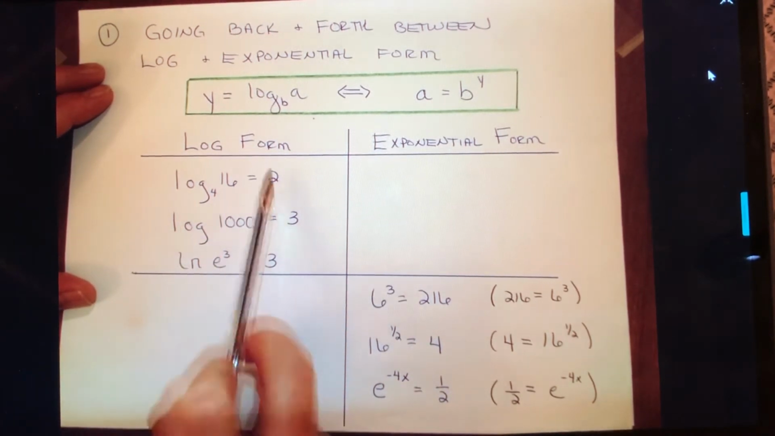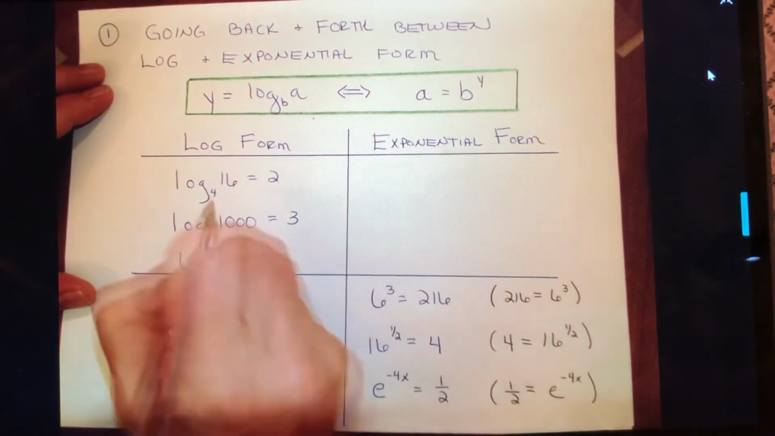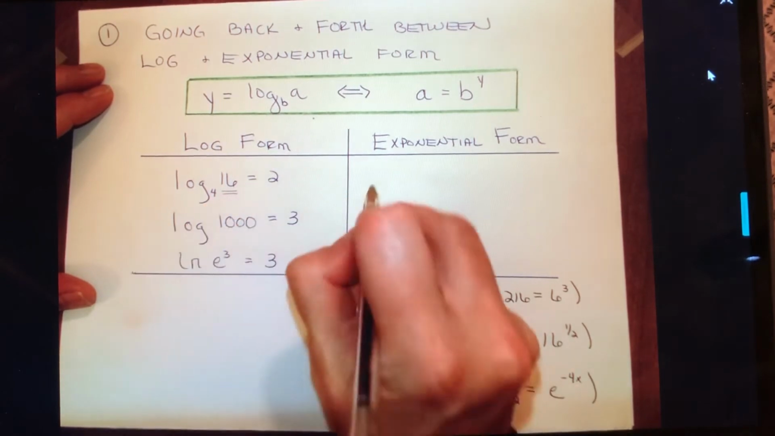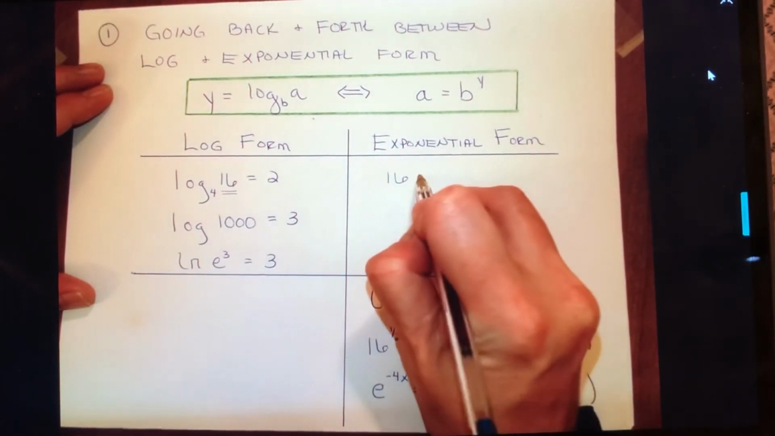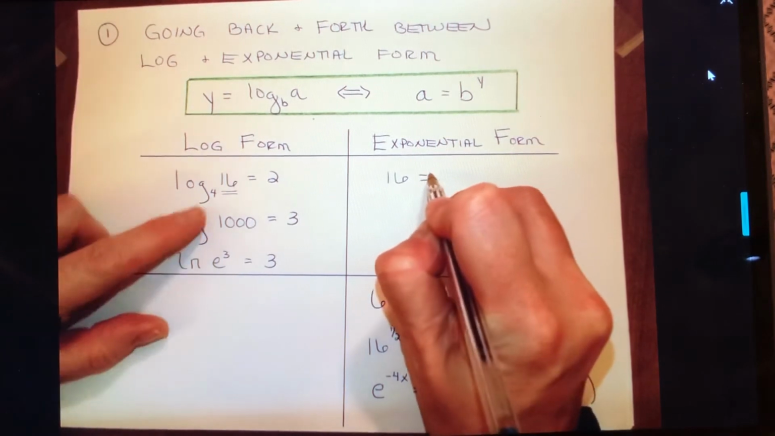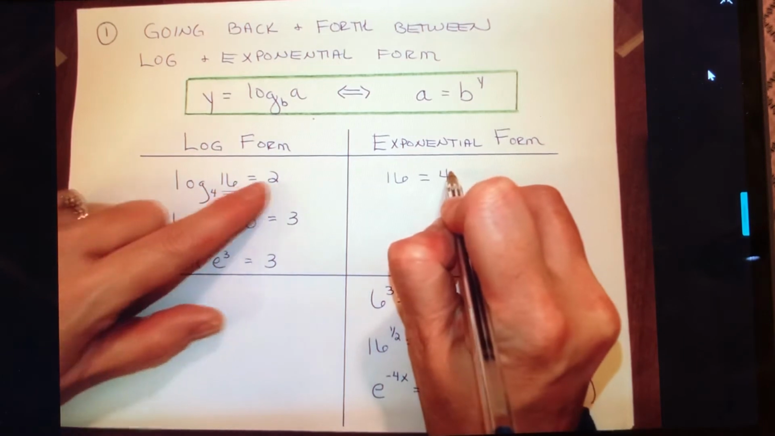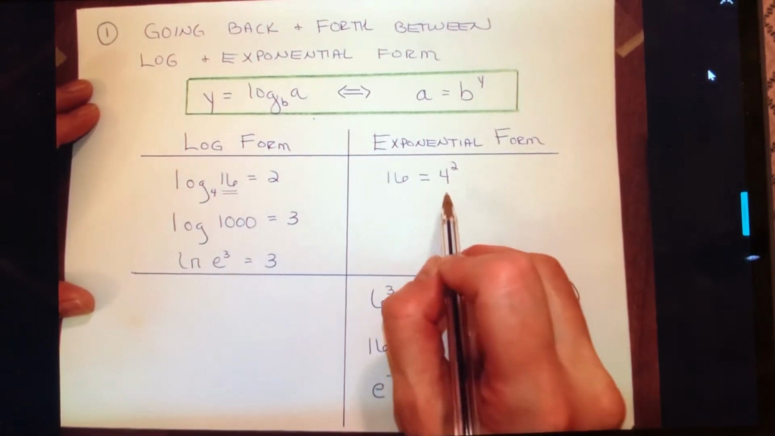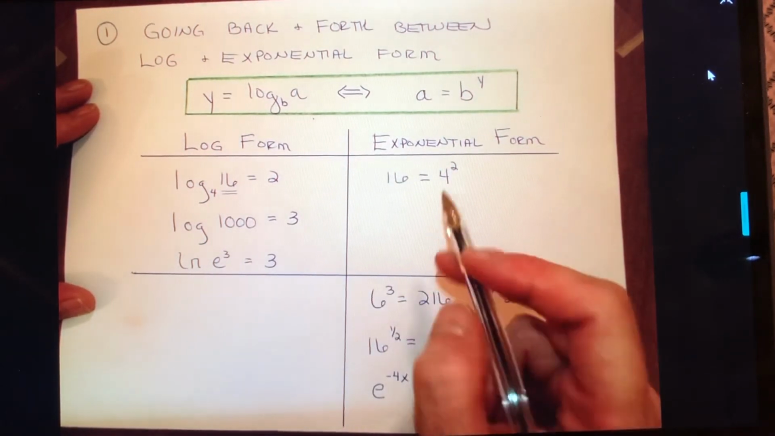Okay, so if we follow the process to switch this log into exponential form, here's my argument right here. It's that 16. So I'm going to write this as 16 equals the base, the 4 comes next, and then this becomes my power. So 16 equals 4 squared. And that's a true statement, so that should make sense to you as well.